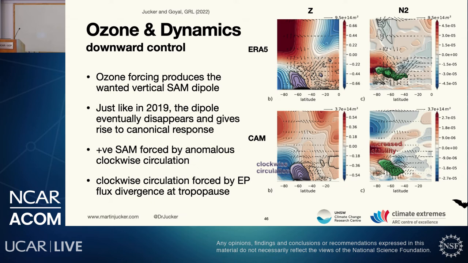So the idea is that we have increased ozone that heats up the stratosphere, that increases static stability, and those waves suddenly can't go up because it's too stable, so they're getting diverted equatorward. So that's those arrows going equatorward. And that forces, via downward control, an anomalous circulation, which corresponds to a positive SAM. So we have this dipole because the ozone forces, via downward control, an anomalous circulation in the troposphere.